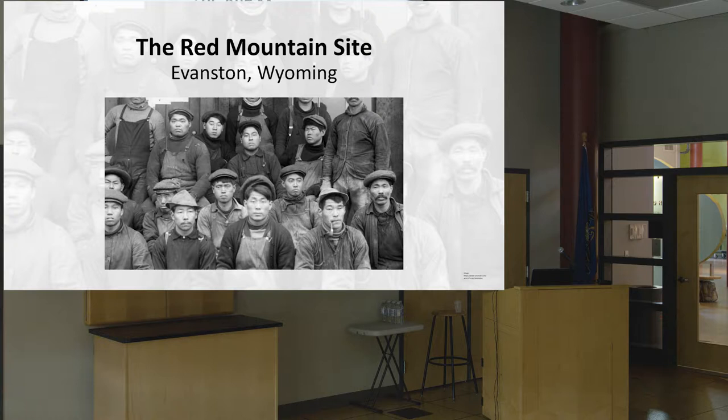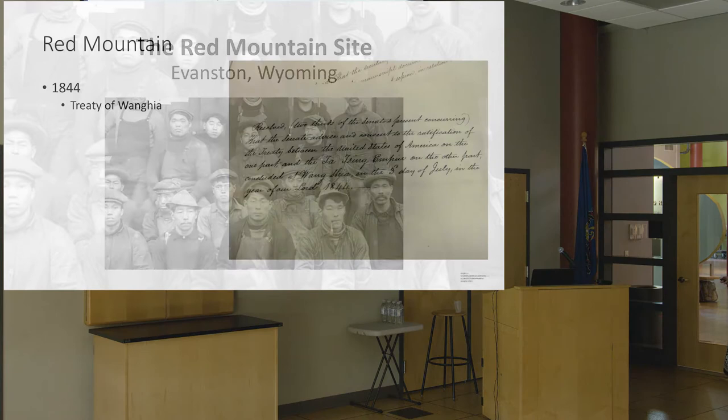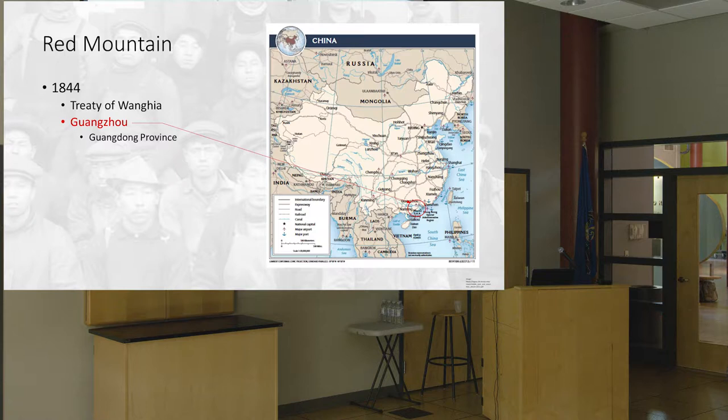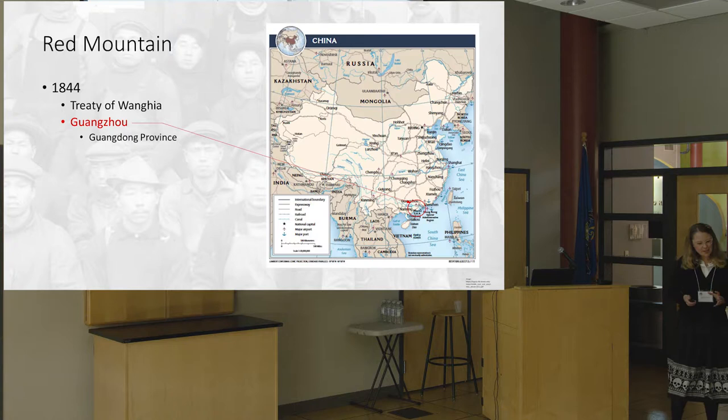Now moving on to our case study here, the Red Mountain site in Evanston, Wyoming, and you might be like, wow, these guys don't look like what I imagined for Wyoming. Well, there's a reason. In 1844, the Treaty of Wanghia was between the US government and the Chinese government. And what this did is it allowed for opening of the port of Guangzhou in the Guangdong province in southern China. And this is still a major port for commerce. And if we think about the global map, right? China's not super far from the west coast of the US, right? Comparatively. So you could potentially take a boat from Guangzhou and go to, let's say, California. Imagine that.